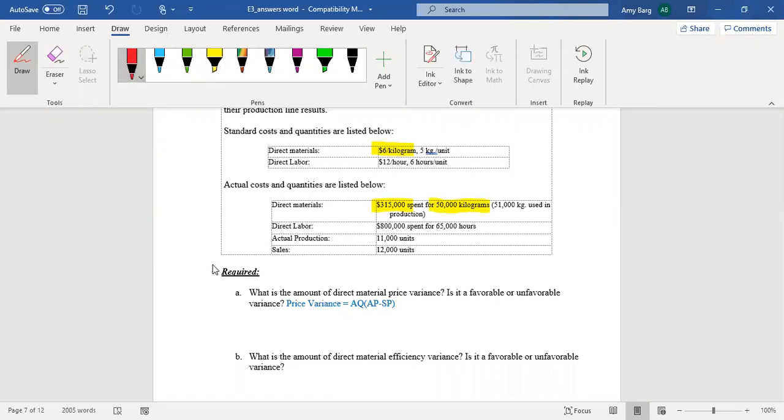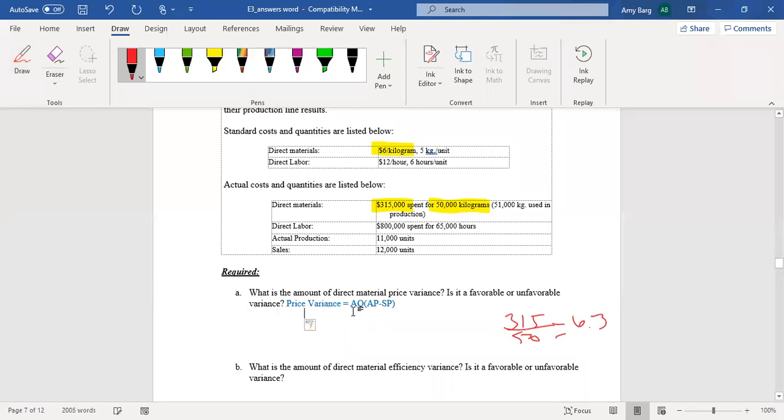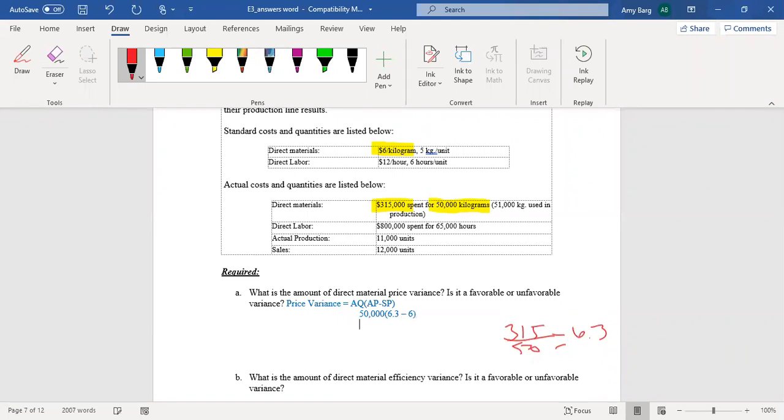So we're going to take our 315,000 and divide it by the 50,000, and we get 6.3. That's what we're going to compare to the 6. So we will say 50,000, multiplied by the actual price of 6.3, less the standard price of 6. If we do the math, we get a positive 15,000.